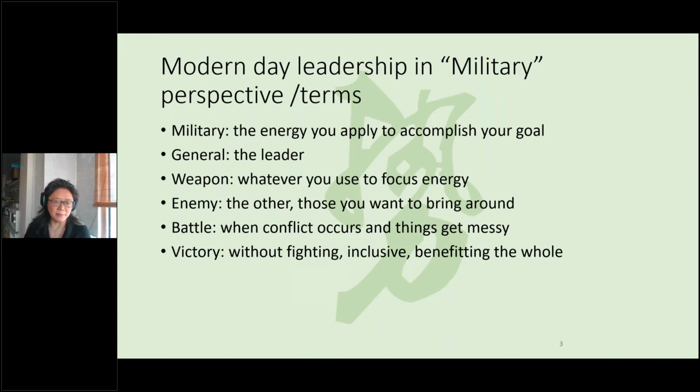So enemies would then be the people or the situation that we want to bring around. And battle would be the conflict that occurs where things could be quite messy. And here's the important one, which is the term victory. Victory has a whole new meaning in VUCA time. And here I would use the term victory to refer to having our goals or objectives accomplished without actually fighting, by being inclusive and by benefiting the whole.